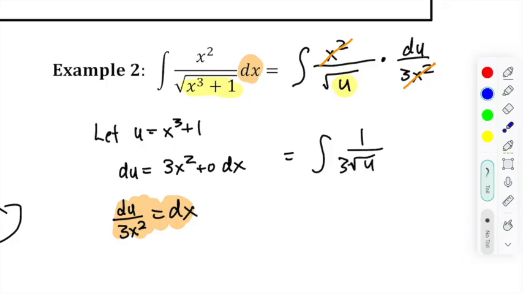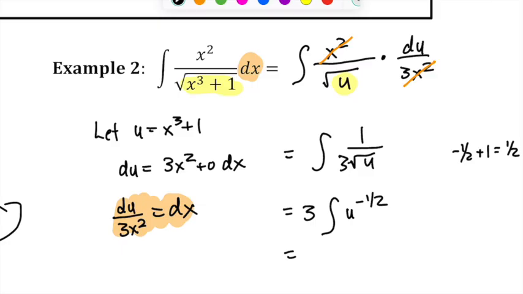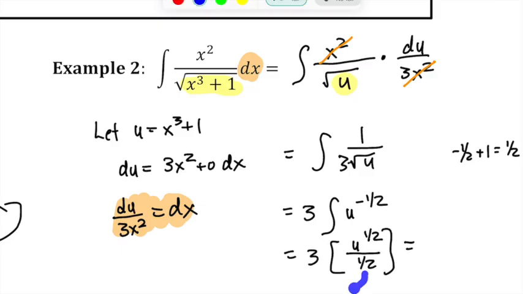And constants are fine. We can pull constants outside, and we'll write this as a negative exponent. And we're back at a power rule. So now, to do this integral, we're going to add 1 to negative 1/2, and then divide by the new exponent, which is 1/2. We'll simplify this by reciprocating and multiplying this outside. And we are almost done.